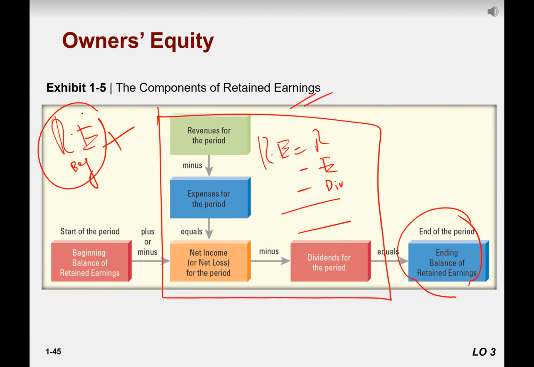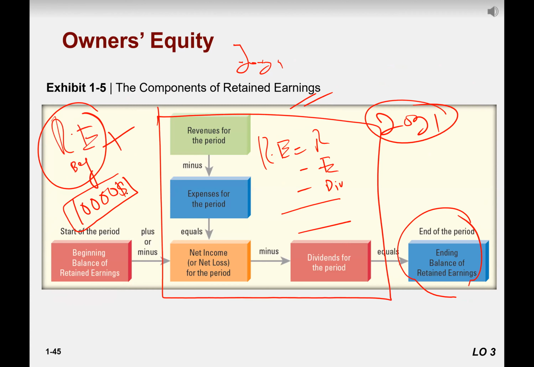So opening balance means retained earnings opening balance. This is the amount. For example, right now we have 10,000 in beginning retained earnings. So 10,000 is the amount from previous years. If right now it's 2021, it means this 10,000 beginning balance is from before 2020 or before 2020, right?